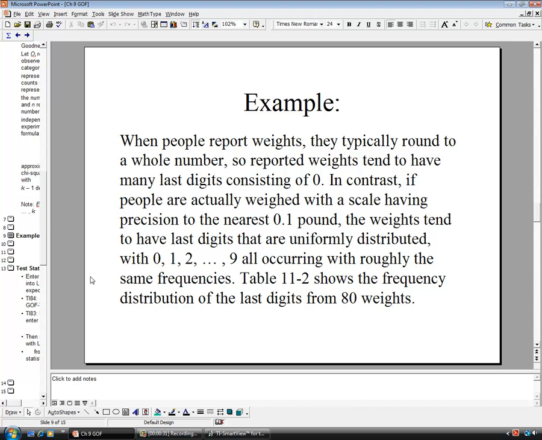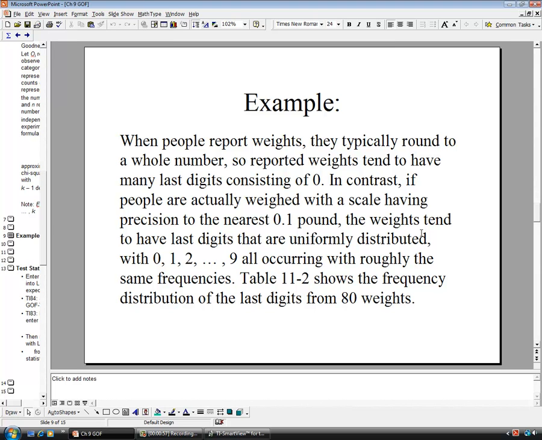In this experiment, however, we're going to take different people and weigh them on a scale and be precise to the nearest tenth of a pound. So we're going to look at it at the nearest tenth. We're not going to even look at the whole number of what a person weighs. We're going to look at the weights and only take the tenths column.